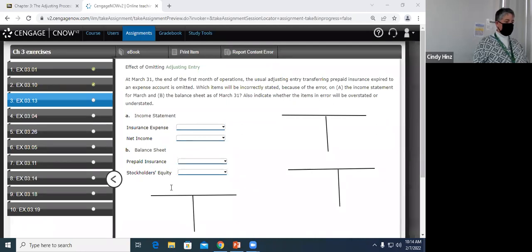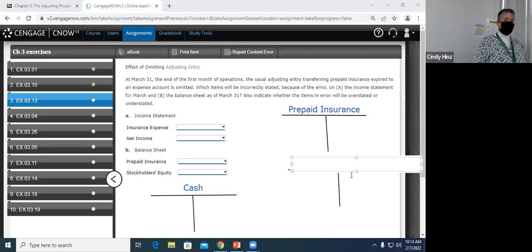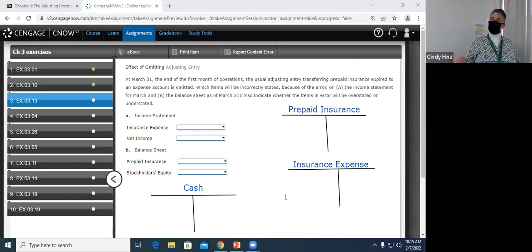Okay, so again, I'm going to put the T accounts here on the screen so we can think about what this would look like. And this deals with prepaid insurance. So prepaid insurance is one of those prepaid expenses. It's an asset account, and so that's on the balance sheet. The related account on the income statement, you can probably guess, would be insurance expense. Okay, clear relationship. Prepaid insurance on the balance sheet as an asset. Insurance expense, as the insurance expires or time passes, it becomes an expense on the income statement.